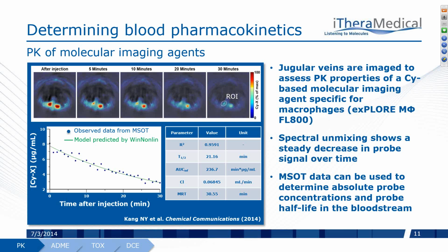Over time, the signal gradually decreases over the course of about 30 minutes, and if we then draw a region of interest over the jugular vein, we can actually quantify these values and relate this to concentrations in the bloodstream. So the graph on the bottom left shows in blue circles MSOT-derived data points of that probe concentration over time. The green line is now a pharmacokinetic model line. So we did some pharmacokinetic modeling, and actually were able to derive important pharmacokinetic parameters, for example, the half-life. So we were able to determine non-invasively that the half-life of this probe is about 20 minutes.